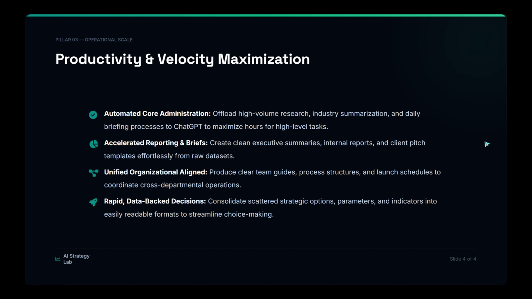Finally, increase productivity and efficiency. Automate repetitive writing and research tasks, like first drafts of memos, FAQs, and job descriptions. Generate reports, presentations, and summaries quickly by asking for executive-ready overviews and slide outlines. Improve team communication with standardized templates for briefs, meeting notes, and status updates.